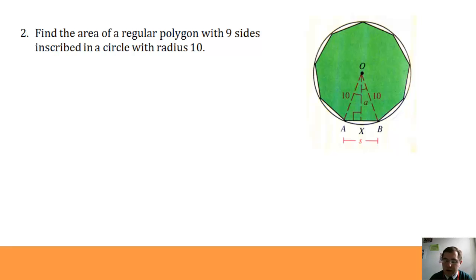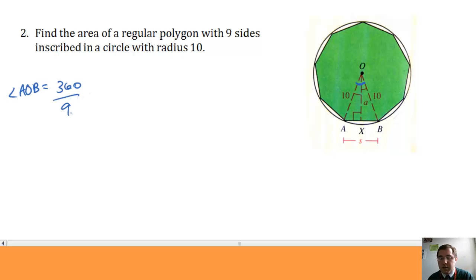Well, let's find the measure of this angle AOB at the top. The whole circle is 360 degrees, so angle AOB is going to be 1/9 of the whole circle. Because there are 9 sides, there will be 9 central angles, so I'll take 360 divided by 9. 360 divided by 9 is 40. So the central angle is 40.